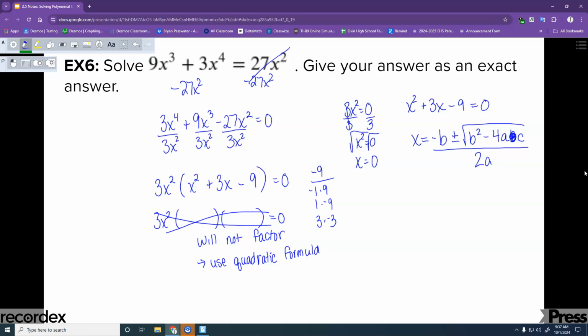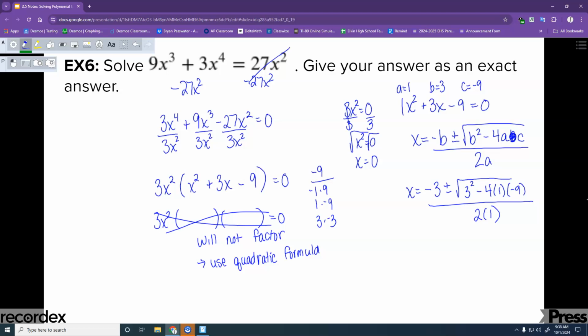So our A is not there, but it would be a 1, right? So A equals 1, B equals 3, C equals negative 9. So to do this, we're going to have negative B. B is 3, right there, plus or minus square root of B squared minus 4AC, so B is 3 squared minus 4 times A. What's my A? 1. What's my C? Negative 9. All over 2 times A, which is 1.